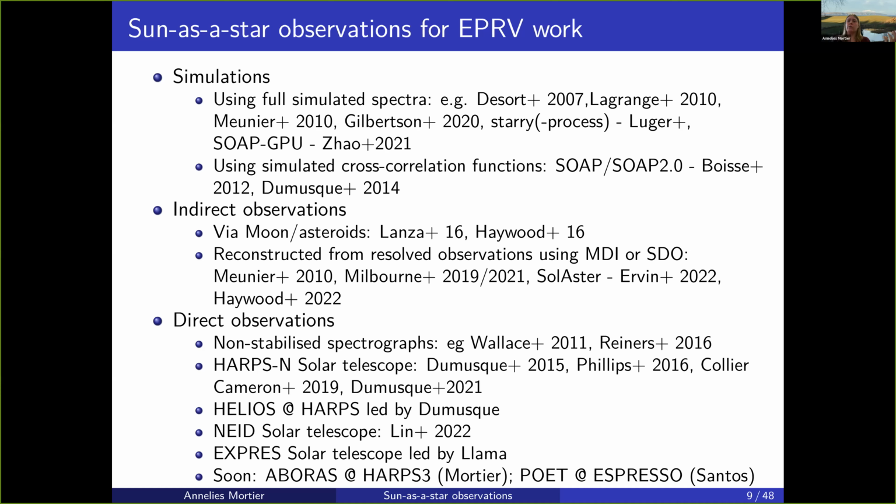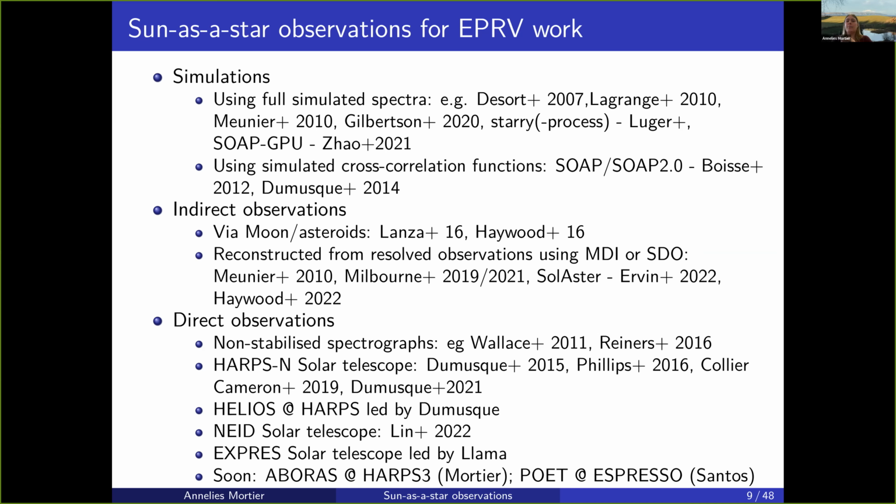You can also go to resolved observations, so MDI, SDO, DKIST, whatever, and reconstruct an unresolved radial velocity from that. In order to do that from SDO, there's also an open source code by Tamar Ervin. It's called Solaster, that deals with SDO data and how to get the measurements that are useful for us out of that. Now, I'm mainly going to focus on the fact that we can do direct observations.